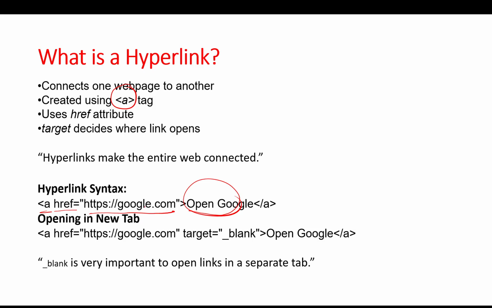Or if you want to open your new link in a new tab, we can add one more attribute known as target with the value underscore blank. So underscore blank is very important to open links in a separate tab.